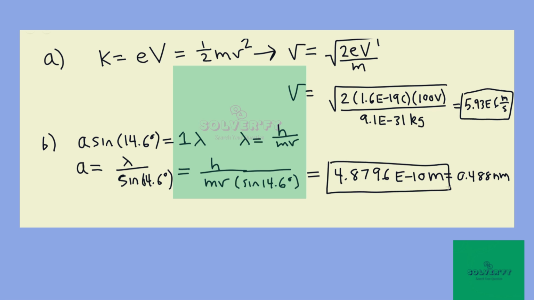And when all the numbers are plugged in, you will see that this length of the slit width will be about 4 times the wavelength of the electron. Just an interesting fact. So that's it.